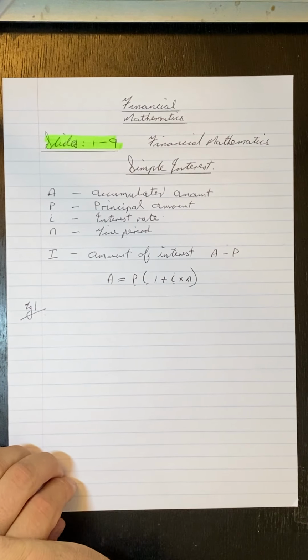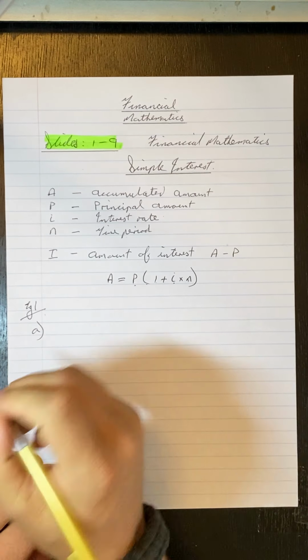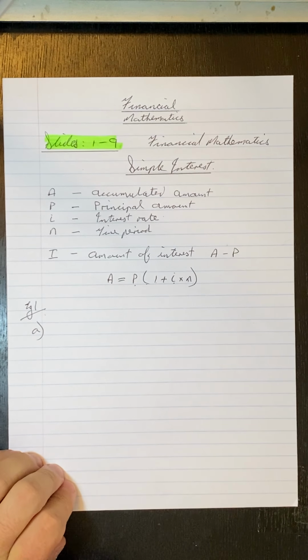And I'm just going to read it out to you. It says, Jamie borrowed 1,500 Rand from his brother and agreed to pay it back after 3 years. As a reward for not having the use of his money, Jamie's brother required an interest rate of 12% per annum, simple. Question A. The total amount repaid we need to calculate.